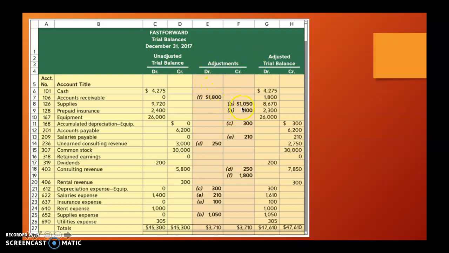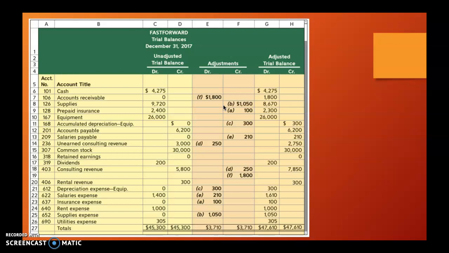So as you can see, in the adjustments column, there is a letter beforehand which represents the transaction that we did. So this A, B, C, D, E, F, those are all the transactions we just went through. So if you have a question on one of the individual transactions, you can go back to the previous video and see those individual transactions.